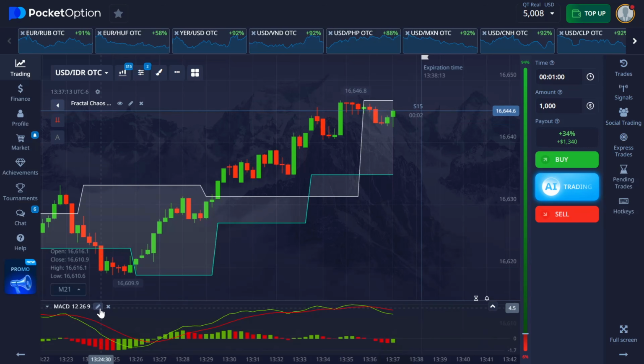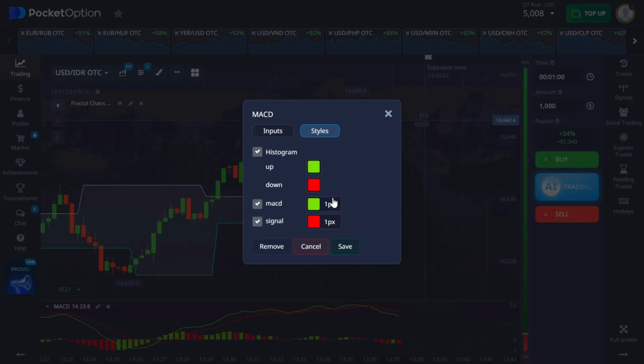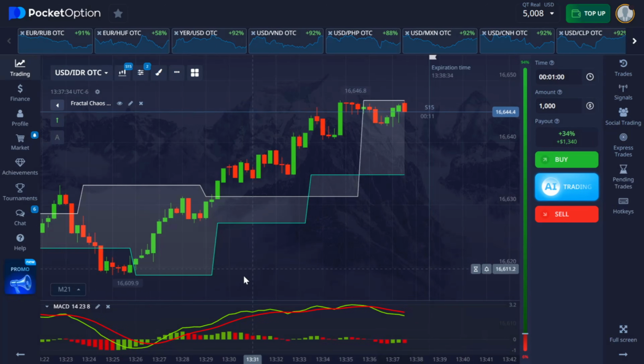Now for the MACD, I'm gonna be tweaking the periods also. I'm gonna decrease that one right there. Then I'm going to leave these colors, guys. I'm not gonna trouble this one, to be honest. It's okay. I like to see the MACD like this. Okay, these are the settings, guys.